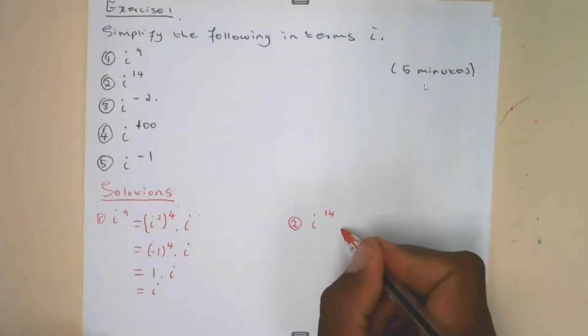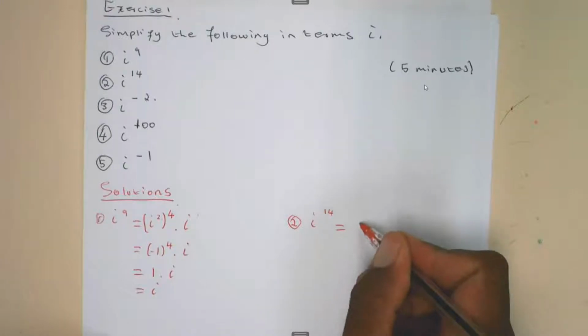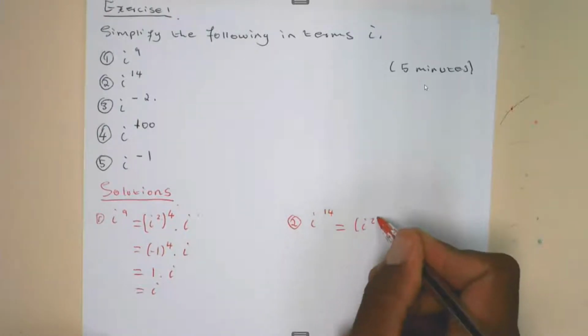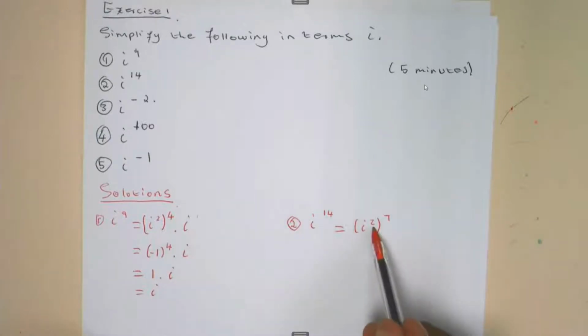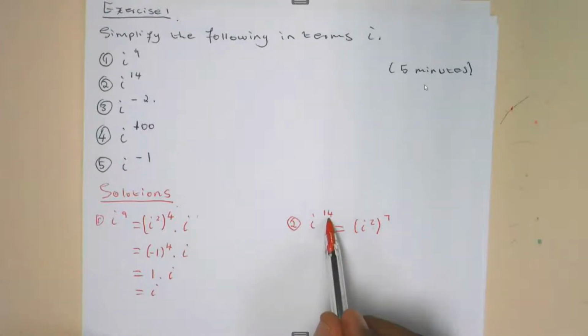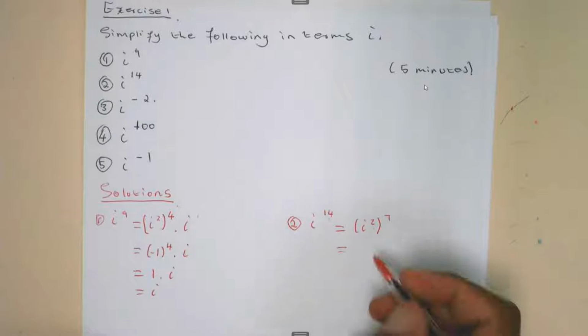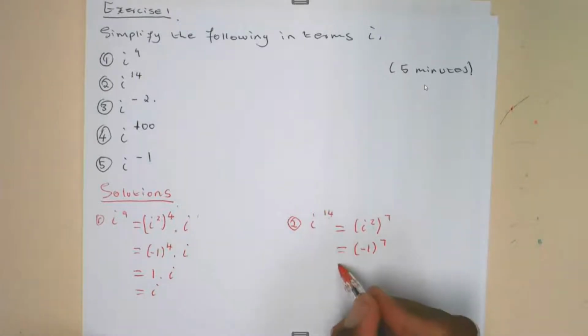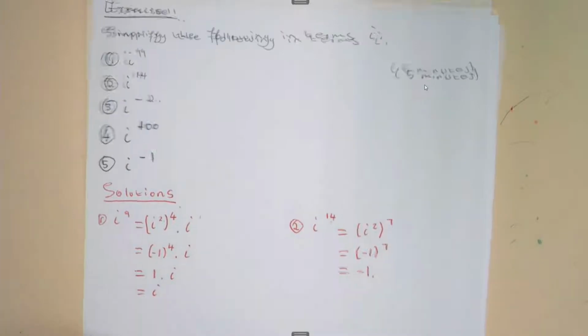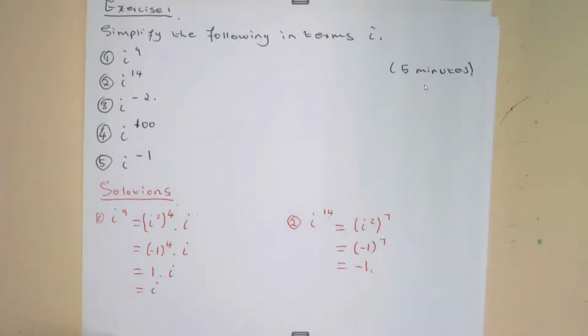And the second one will be i to the power of 14. i to the power of 14 will be i squared to the power of 7. 2 multiplied by 7 is 14. So we are going to have minus 1 to the power of 7. That will be minus 1.